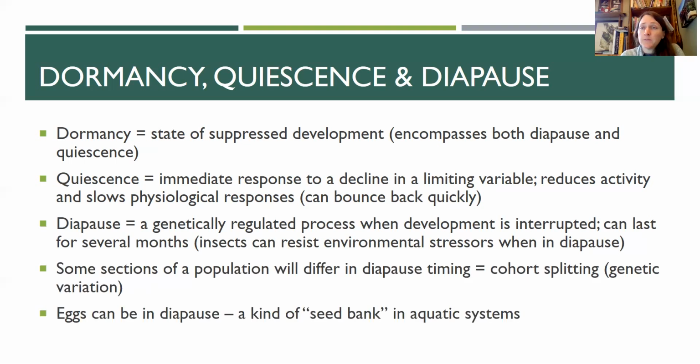And then eggs can be in diapause for a very long time. And so they can kind of be seen as a seed bank for aquatic systems. Eggs can kind of enter diapause and hang out for several years in mud banks, in dried up lakes and ponds. And then when rains come back, they can hatch. So eggs are often in a diapause state for a while. And that again helps kind of just spread out the reproductive effort for a population.